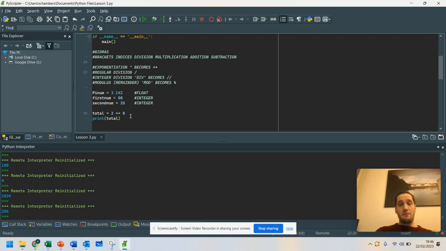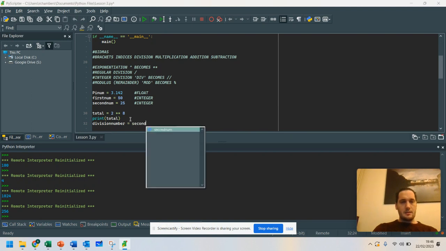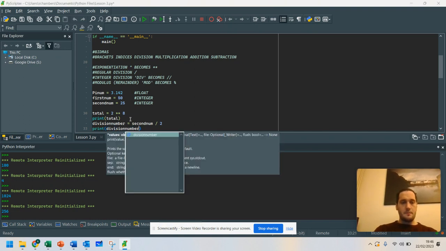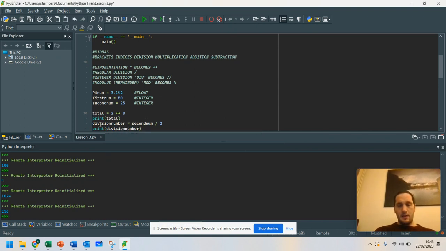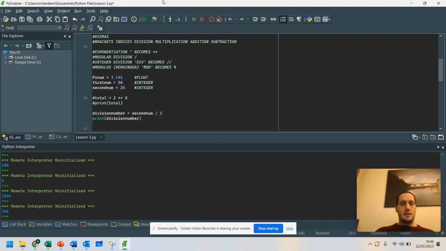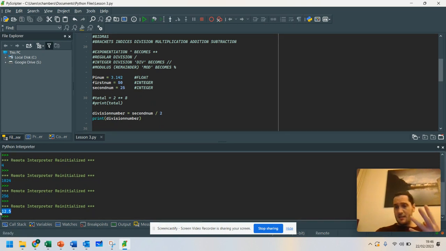All right. Then we've got a regular division. So maybe I want to do division number equals second num divided by 2. I'm going to print division number now. Let me hashtag these out because I don't need these at the moment. And let's run that. So you can see that's divided it and it's created 12.5.